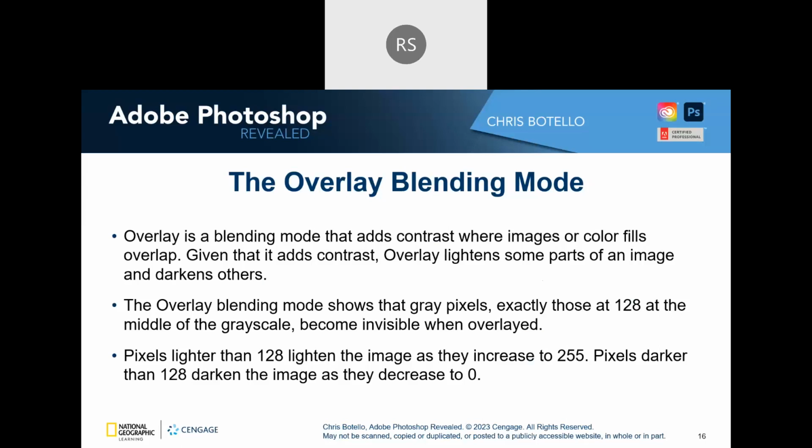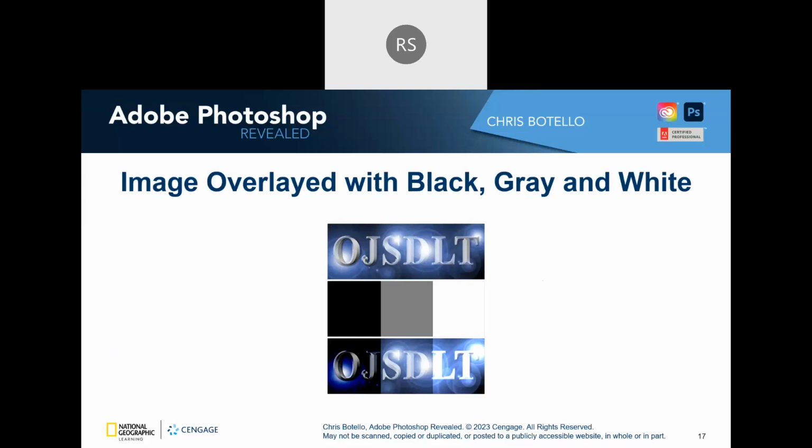become invisible when overlaid. Any pixels that are lighter than 128 lighten the image as they increase to 255. Pixels darker than 128 darken the image as they decrease to 0. Let's see some examples of images overlaid with black, gray, and white and the results.